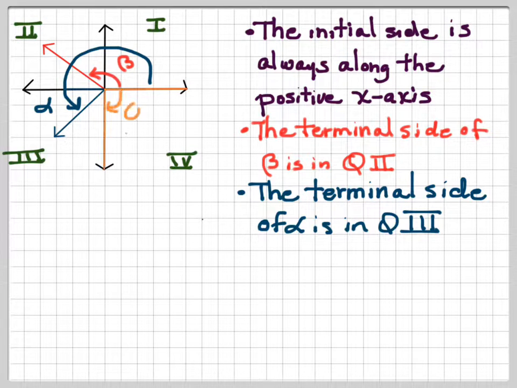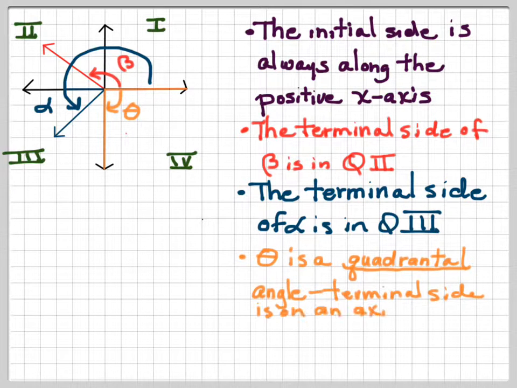But what happens if I add a theta in here, and it's not in any quadrant? It's actually between quadrants, so we say that it doesn't lie in a quadrant. Theta here in this case is a quadrantal angle. The terminal side is on any axis. So you can have angles that are in quadrant 1, 2, 3, or 4, or in none of those, in which case the terminal side will lie on either the x-axis, positive or negative, or the y-axis, positive or negative.